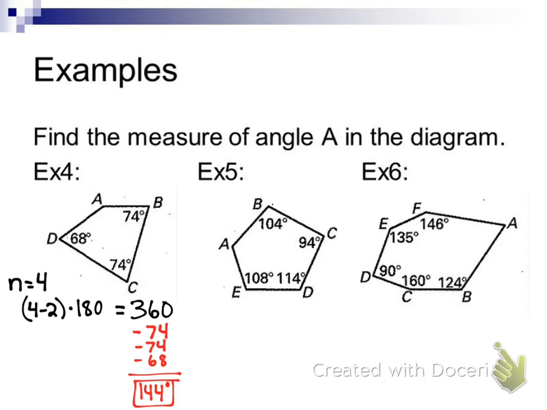So like on example 5, what's our n? 1, 2, 3, 4, 5. Yep, n is 5. So we need to start this one by doing 5 minus 2 times 180. What is 5 minus 2 times 180? 540. So now they should all add up to give me 540 degrees. So I'm going to start with 540, and what am I going to do? Subtract. Subtract the angles that you know. That should leave you with the one that you don't know.